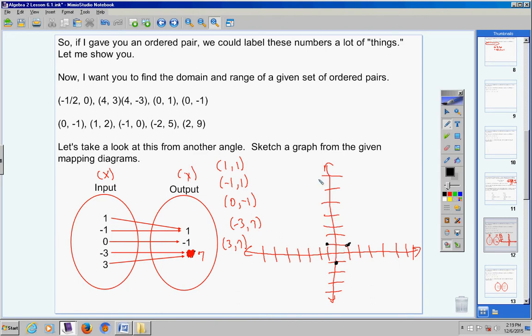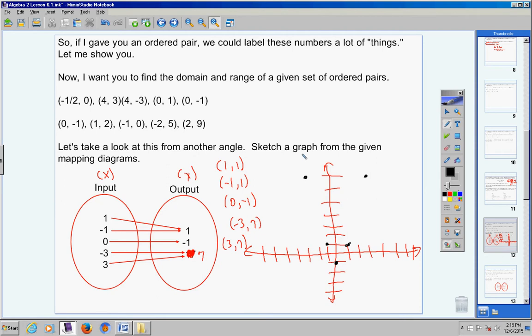Negative 3, 7. Positive 3, 7. So positive 3, 7. You do not connect the dots. You do not draw a graph. When they say sketch a graph, they're simply saying to plot the points.